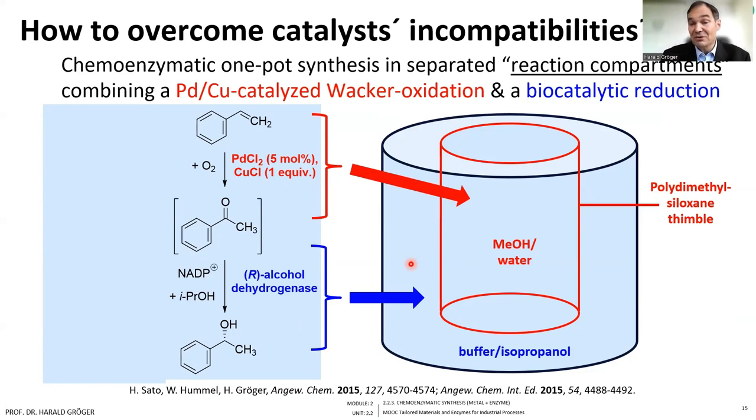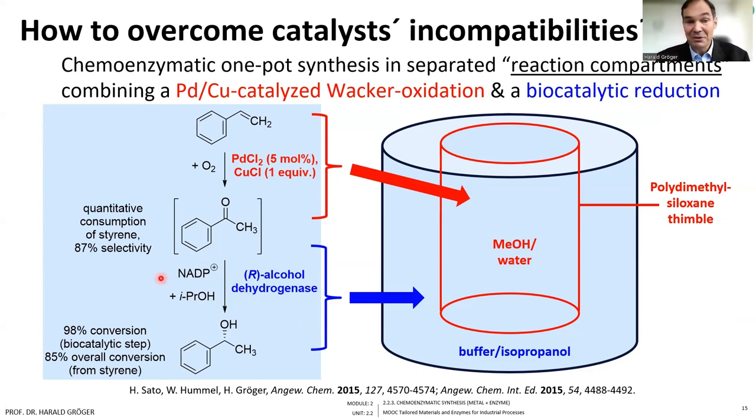And this motivated us to look at whether we could also use this for biocatalysis, for chemoenzymatic synthesis. Actually, applying this concept of polydimethylsiloxane thimbles allowed us to combine these two reactions, which are not compatible with each other, and still combine biocatalysis with chemocatalysis in one reactor. And as shown here, the first step runs very well, as mentioned, with about 87% selectivity. But now also, using this simple concept, the second step runs very well with 98% conversion related to the biocatalytic step, 85% overall conversion from styrene, and you also get access to the product with very high enantioselectivity.